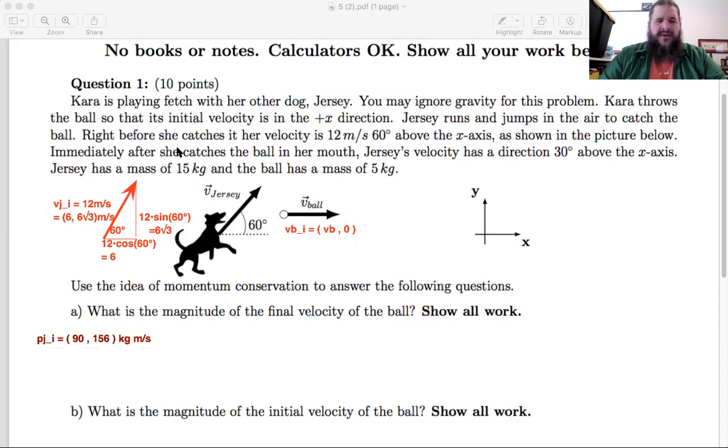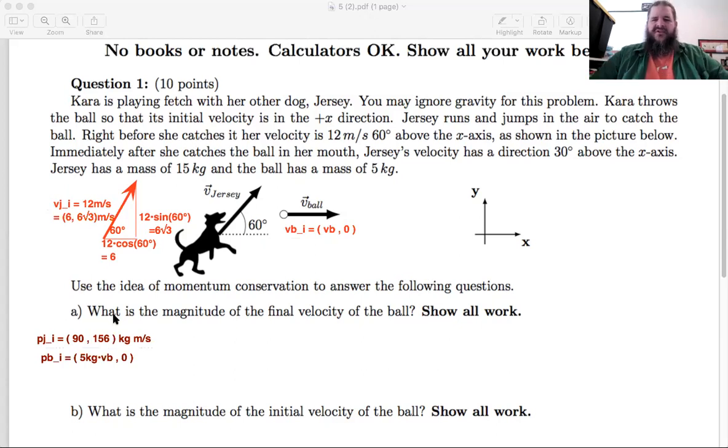And then again, how do we turn that into a momentum? Yeah, multiply by mass, which for the ball is 5 kilograms. So the initial momentum of the ball will be 5 kilograms times VB, comma 0. So we now have the initial momentum of the dog and the initial momentum of the ball in terms of this unknown variable VB.